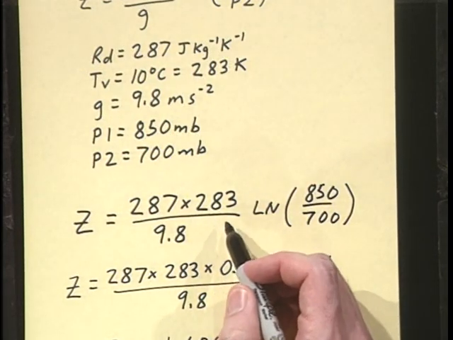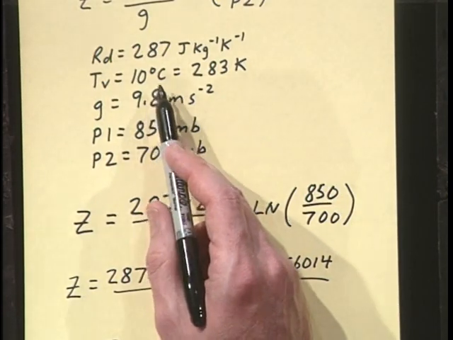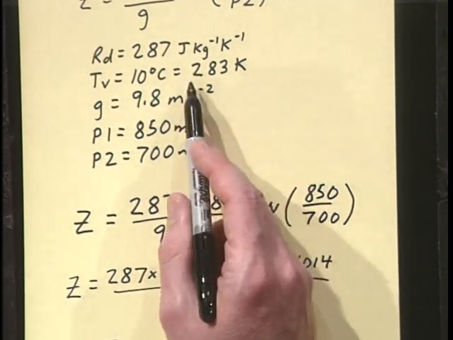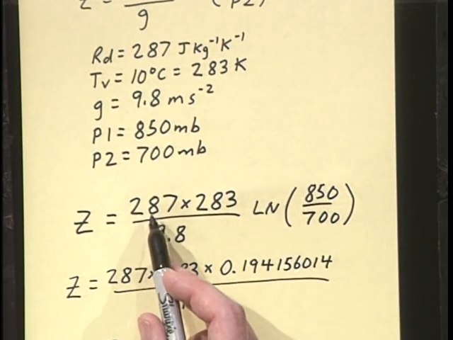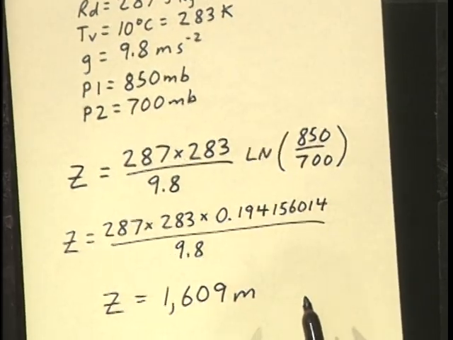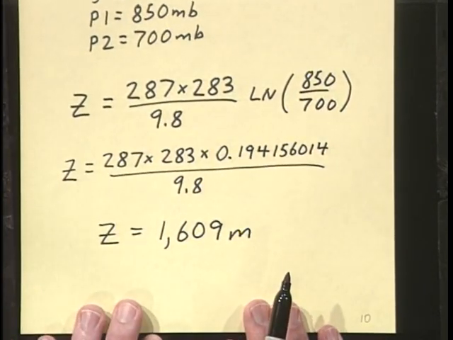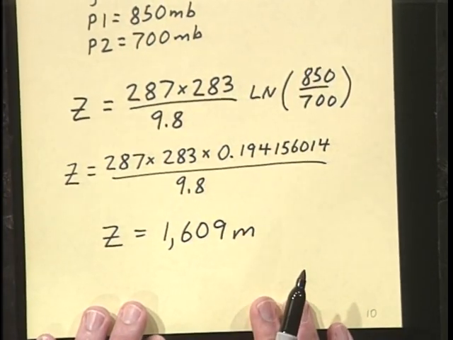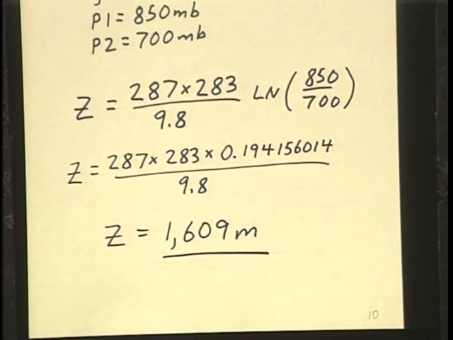Again, the 283 here came from our average virtual temperature. We were given that it's 10 degrees Celsius. We added 273 to get that 283 Kelvin. And then this 287 is just the gas constant. 9.8 is the gravity. So once we multiply and divide out all these terms, we're left with 1,609 meters for the thickness value between 850 and 700 millibars.